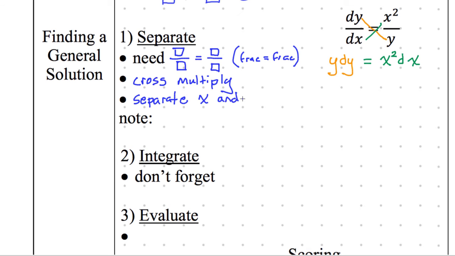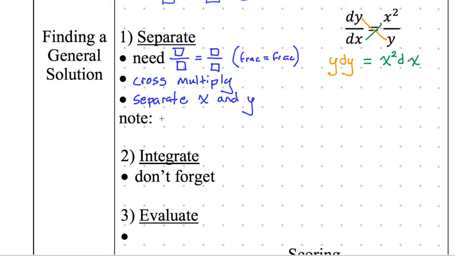X and y. And by separate, I just mean get all the x's on one side, all of the y's on the other side. And just as a note, I know that a lot of us are really confident in trying to isolate the y's on one side and x's on the other side, but you are almost never going to subtract. You're almost always going to divide if you need to. In this case, you don't need to do anything because all the x's are on one side and all the y's are on the other.